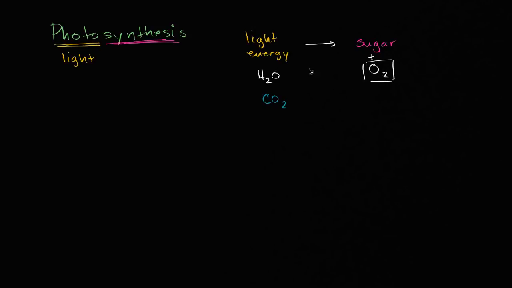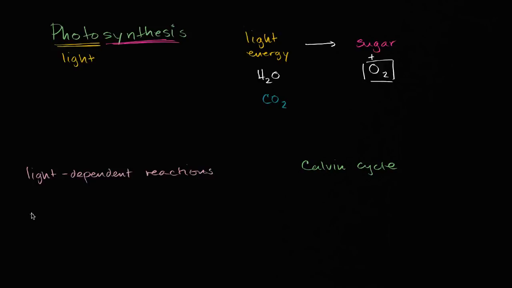Now what I'm going to do now is break this out into two stages. And these two stages we can call the light-dependent reactions. And then the second stage I will call the Calvin cycle. And as the name implies, the light-dependent reactions are dependent on light.